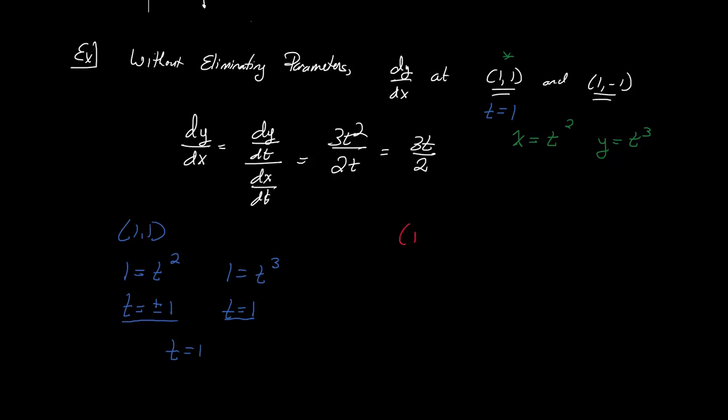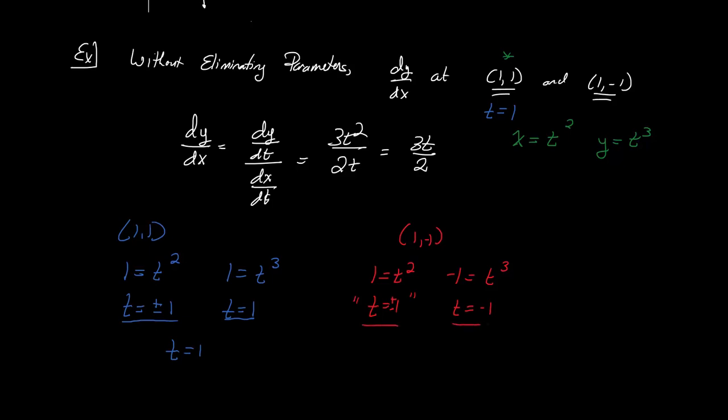So let's go ahead and look at 1, negative 1. Again, we're going to plug in. So 1 equals t squared. Take the square root of both sides. If 1 equals t squared, that implies t equals plus or minus 1, and I forgot to add the plus or minus. And when we look at negative 1 equals t cubed, this will only exist when t equals negative 1.